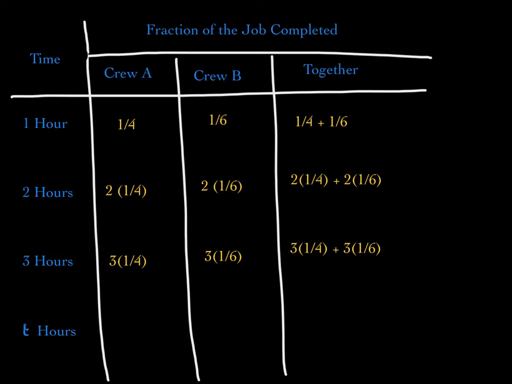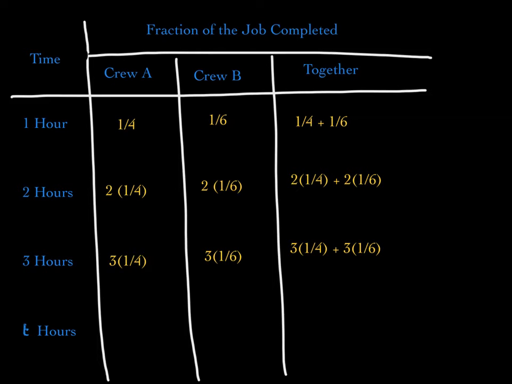And you could probably see this coming. In 3 hours, they will have tripled the amount of work they would have done in just 1 hour, right? In 3 hours, the amount of the job that's completed by crew A alone will be 3 times 1/4. If crew B is working by itself, it'll be 3 times 1/6 of the job that's completed. And when they're working together, it'll be 3 times 1/4 plus 3 times 1/6. And that total will be the amount of the job that's completed when they're working together after 3 hours.